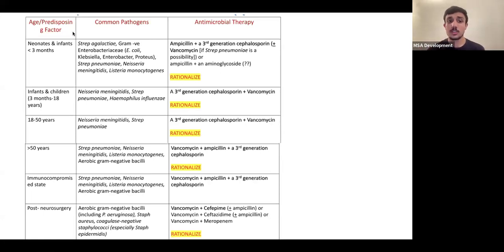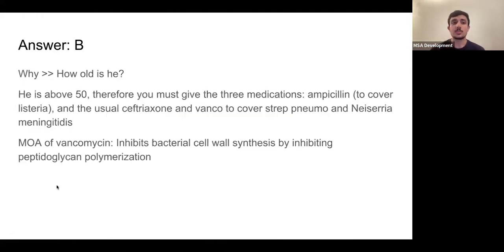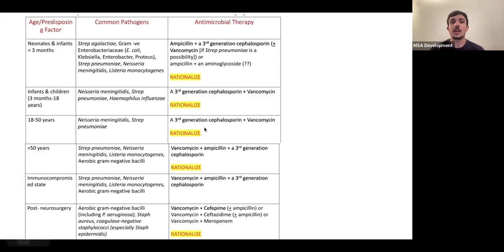I started with the age groups, the common pathogens, and now the antibacterials. This is a lot of things, okay? Just remember, in neonates and infants, above 50 years, and immunocompromised, they all have the same treatment. Vancomycin, ampicillin, and then a third generation cephalosporin. In this patient here, we give him ceftriaxone, okay? Less than 3 months, we can give him a different cephalosporin. I don't want to get into details of that, okay? So that's the first age group.